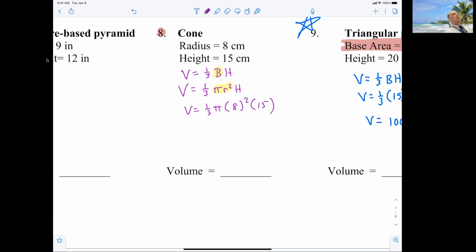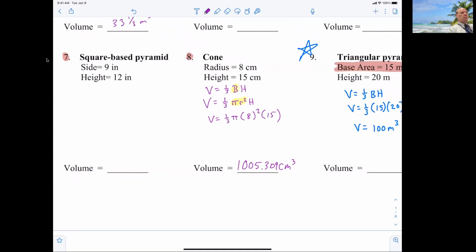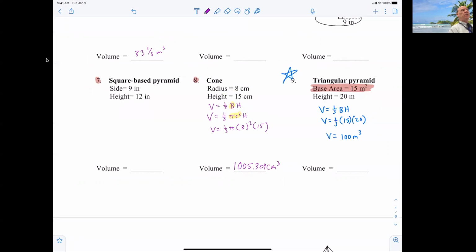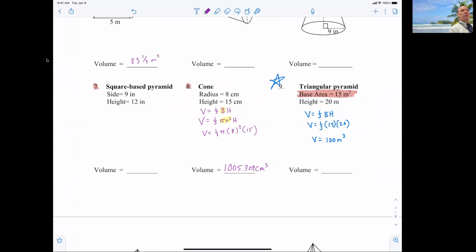Somebody do that and tell me what that is. Did you get that? 1005.30309 centimeters cubed. Anybody else get that? Everybody should be looking at their notes saying, yes, that's what I got. If you didn't do it, then you should pull out your calculator and type it in and make sure you got the right answer. Does anybody else have anything you want me to double check?